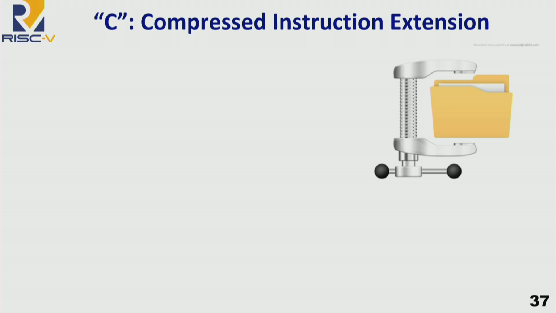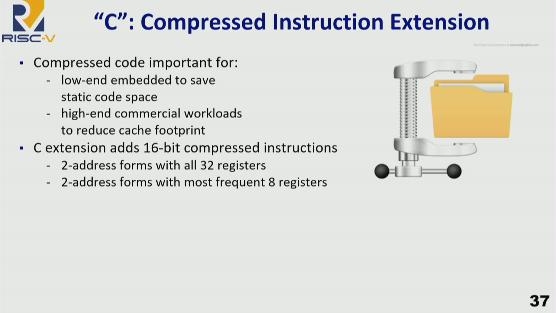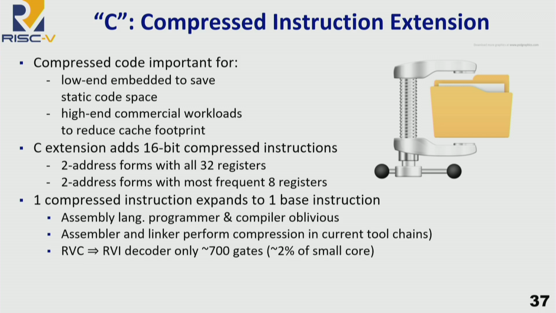So the compressed instruction extension makes use of this and adds a bunch of 16-bit code. And compressed code is important both for static code size in low-end embedded systems, but it's also important for dynamic instruction footprint in high-end systems. The C extension, we made it very simple. There's basically 2 address forms that use all the 32 registers. There's also 2 address forms that only use 8 of those registers, X8 through X15. And we basically take the most common 32-bit instructions and give you a 16-bit version of those. And the other simplification we made is the 16-bit instructions all expand 1-to-1 to a 32-bit instruction. This was one of those simplifying rules we made.